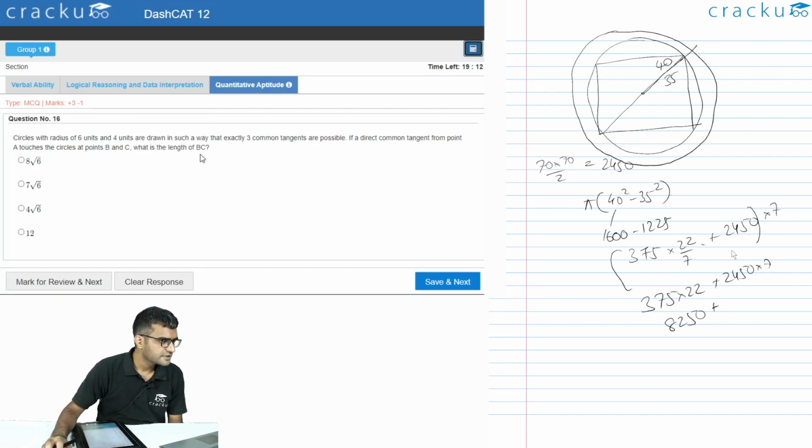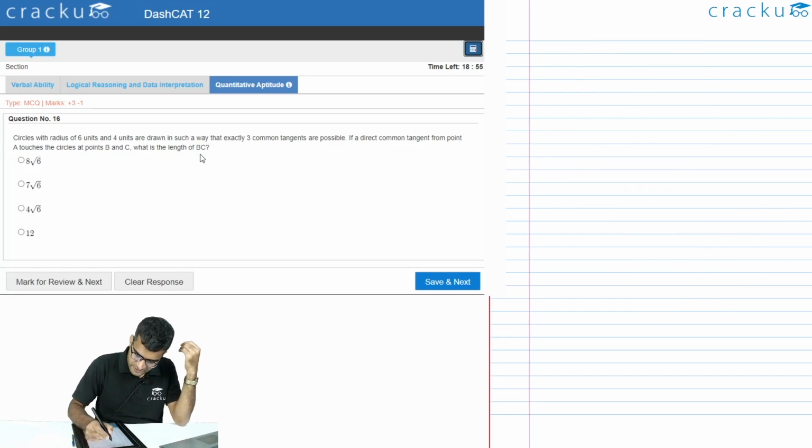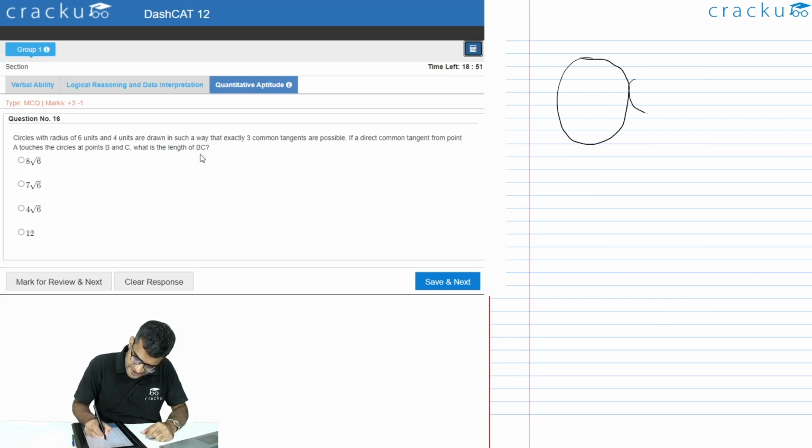Circles of radius are drawn in such a way that exactly 3 common tangents are possible. Okay. How are 3 common tangents possible? If they're touching each other. If a direct common tangent from the point A touches the circles at B and C, what is the length of BC? The thing with this paper is that there is no question which is trivial. Like sometimes in a paper you get questions which can be answered in 30 seconds. This doesn't seem like that kind of a paper.